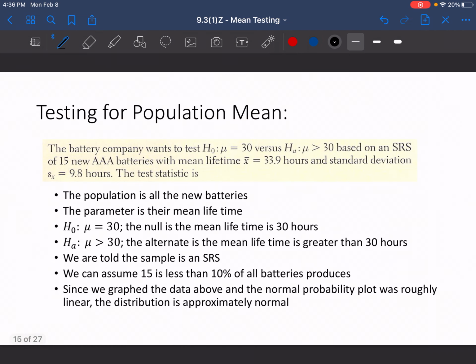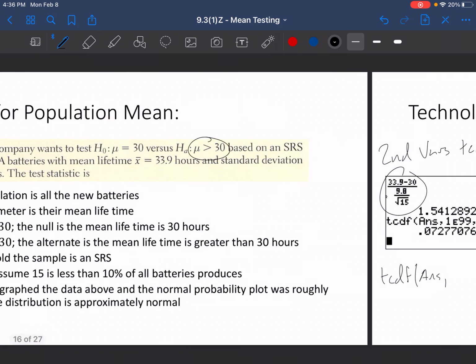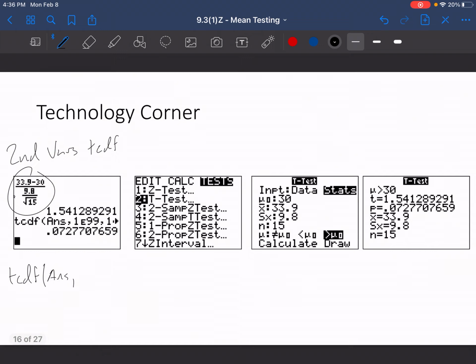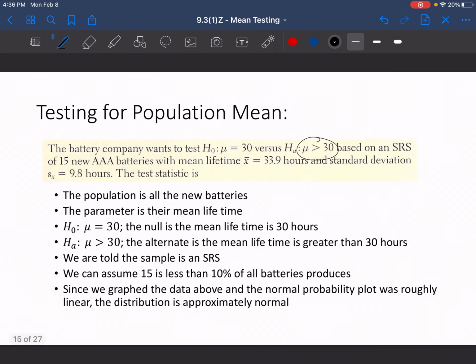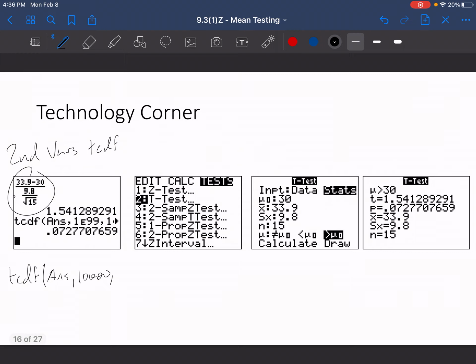Because we are checking to see whether the mean is greater than 30, that's going to be our lower bound value. Our upper bound is going to be just a really high number. And then we would plug in our degrees of freedom, basically. We have a sample size of 15. We know that our degrees of freedom is just the sample size minus 1, so we would plug in 14 for that. And what that's going to give us is this answer right here of about a 7% p-value, or a 0.073 p-value right there.